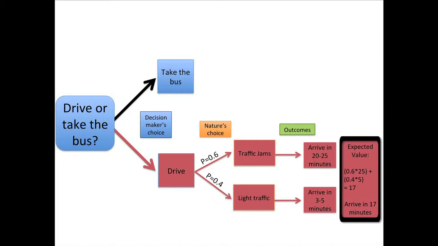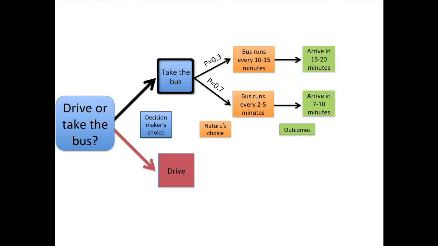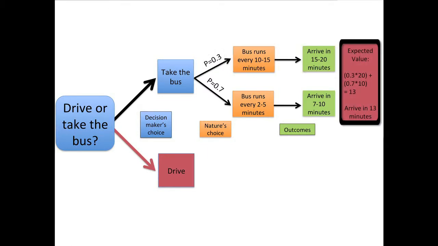work is 17 minutes. We can then do the same thing for taking the bus, multiplying the probability of the bus running every 2 to 5 minutes with the time it takes to arrive, and adding that to the probability of the bus running every 10 to 15 minutes multiplied by the time it would take to arrive. When we do this, we obtain an expected value of 13 minutes, meaning that if you take the bus, you can expect to have a commute time of 13 minutes.